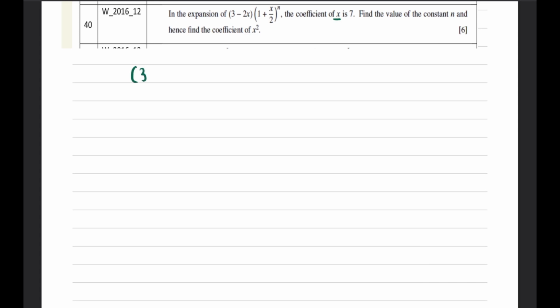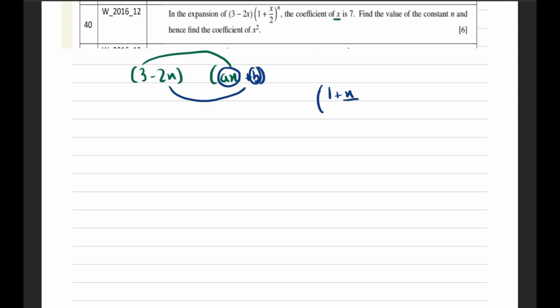So see, 3 minus 2x. If I want the coefficient of x, I'm going to multiply 3 by ax. And if I want to make minus 2x into the coefficient of x, what will I multiply by? By b. Do you get this? So that means I need a constant and I need x power 1. Yes or no? So guys, let's do that.